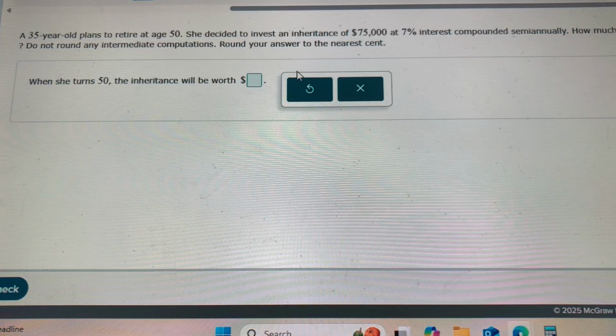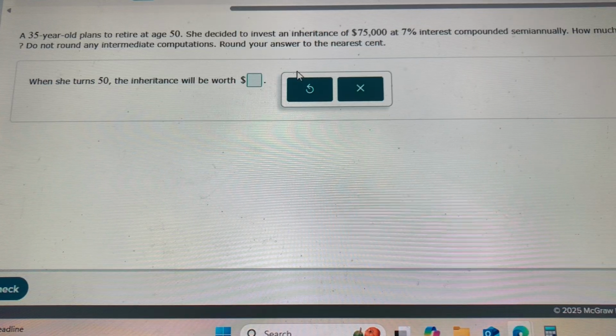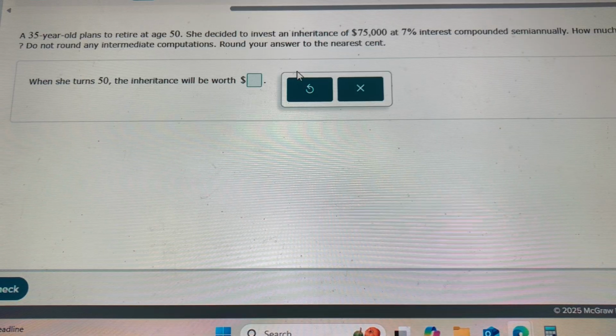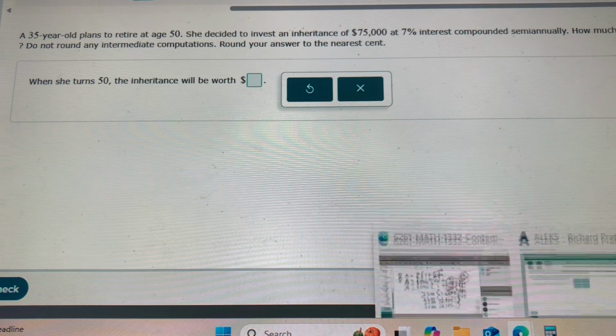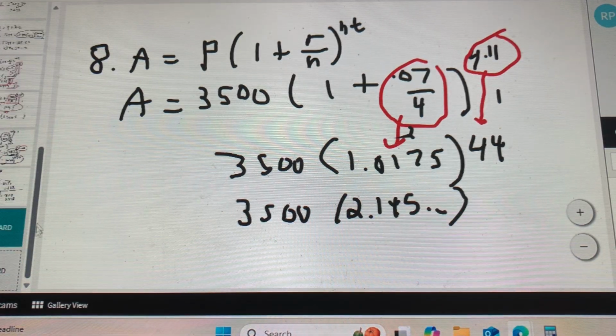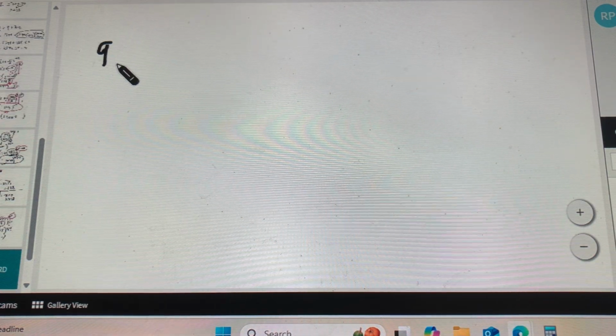A 35-year-old plans to retire at age 50. See, they know that they're 35 now. They want to retire 15 years from now. She's going to invest an inheritance of $75,000 at 7% compounded semi-annually. How much will she have at age 50? So that means how much in the future will she have when she's 15 years from now? This is the exact same kind of problem, just a different scenario.